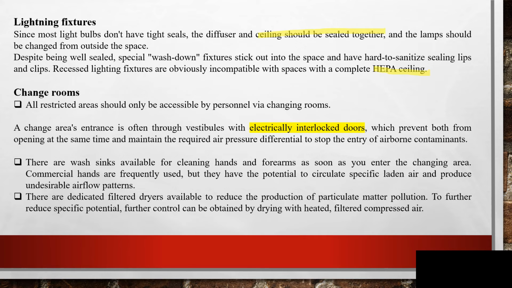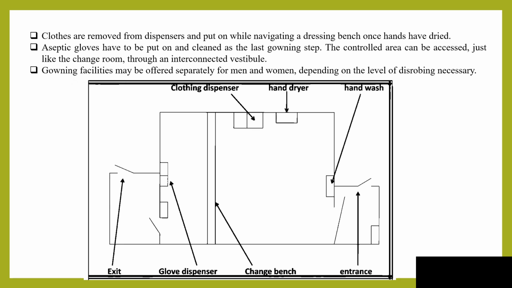Changing rooms are restricted areas which are only accessible by the personnel who are responsible for changing their gowns. In the changing areas, first of all, we have electrically interlocked doors, which prevent contamination. Then we have wash basins for cleaning the hands. Then we have filter dryers, which reduce the production of particulate matter.